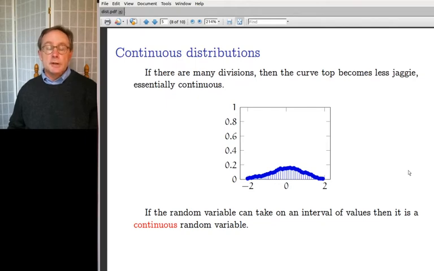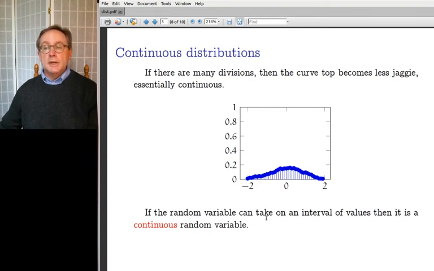The other possibility that can happen is, again, you can read the continuous distribution. So if there are many divisions, hundreds of divisions, then the curve top becomes less of a dot, dot, dot, and more of a continuous curve. That's what we're looking at here. We can think of this as a sort of non-calculus explanation of what's happening here, but we can think of the many, many division cases as being essentially a continuous curve.